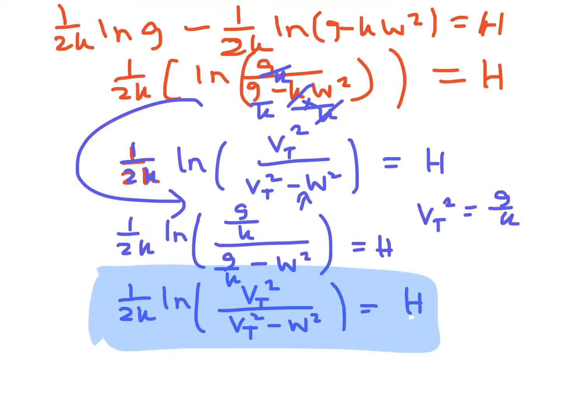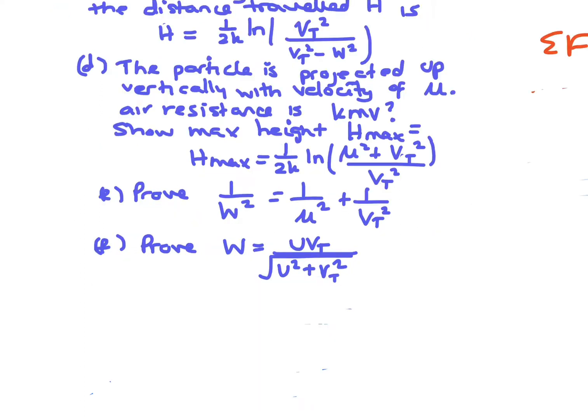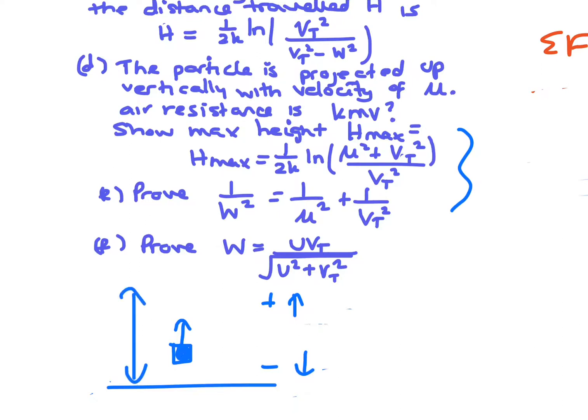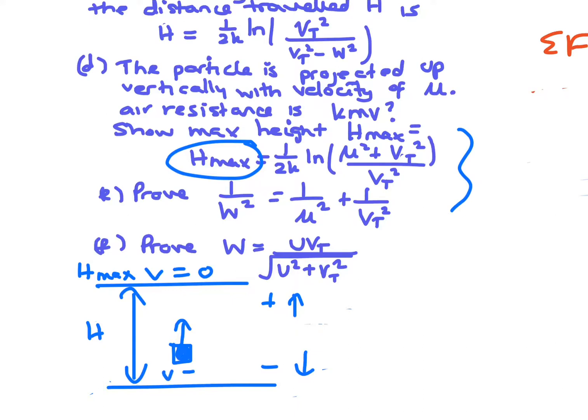Alright, so that gets the first part. Let's just have a look at the next question. If we look at the next section, the particle is projected upwards now. It's in exactly the same medium, but plus is up and minus is down. The height will still remain the same, but we're calling it V max in this question. V equals 0 when it hits the top, and it starts with a velocity of u, and it still gets the same resistance force.